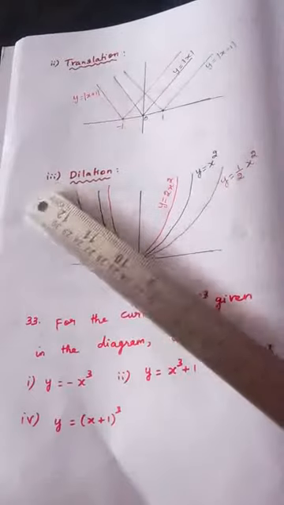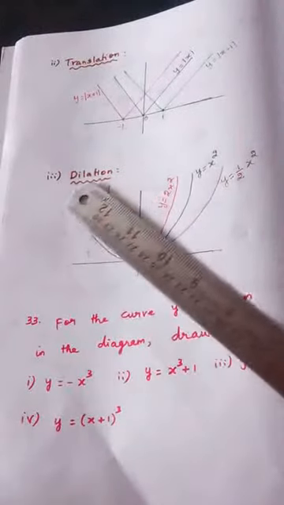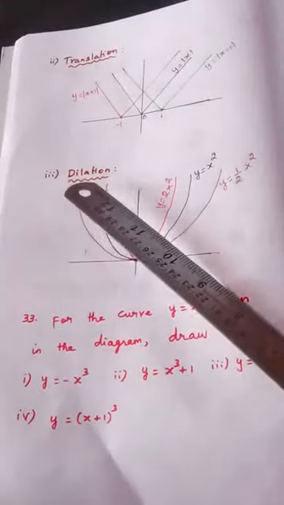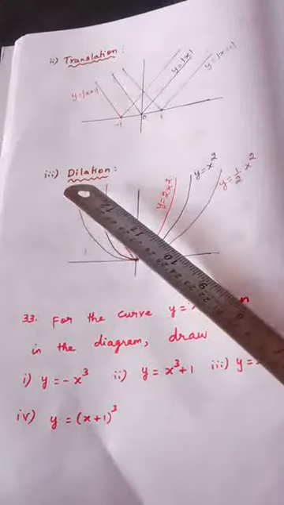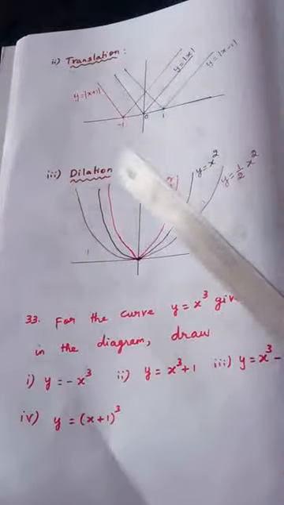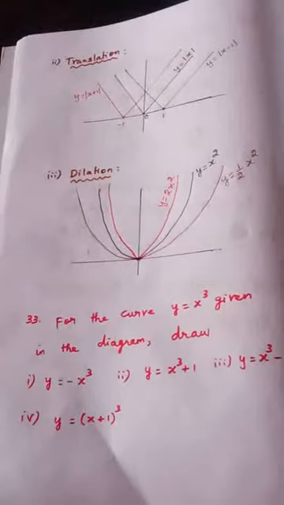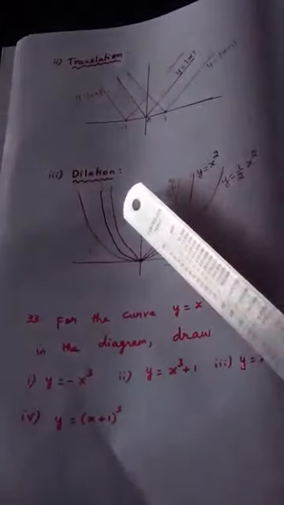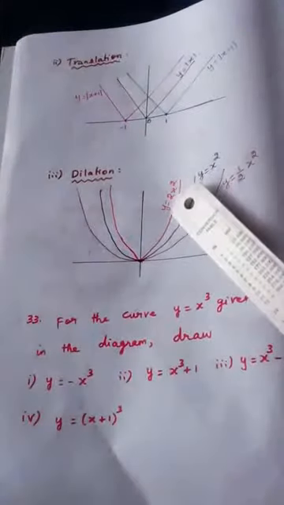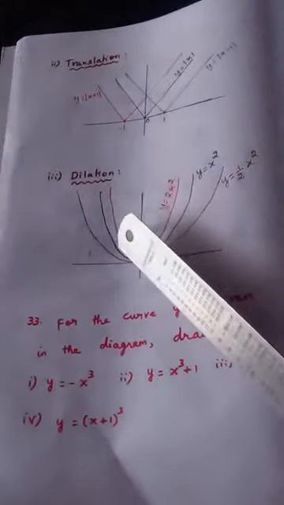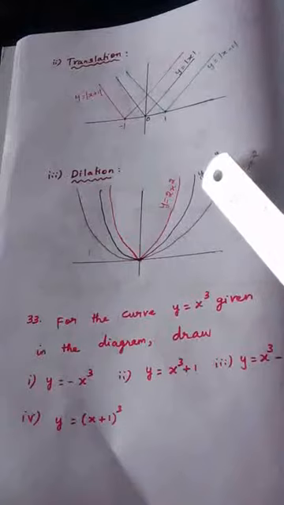We will go for the last type, called dilation. The definition we are not going to see, just a few examples through the diagram, and we will try to understand what is meant by dilation. Here also you can find 3 colors. The first color is the red one. First we will see the black diagram, which is y is equal to x square.